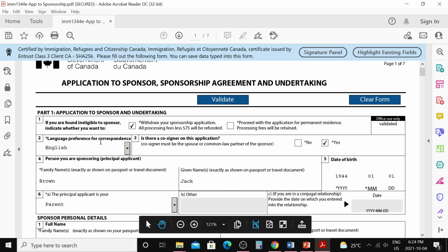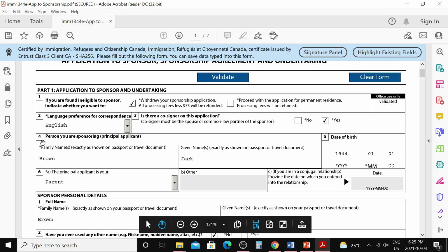Second question is, language preferred for correspondence, obviously English or French. Is there a co-signer on this application? If you and your spouse or partner are both signing the application, then you can say yes, otherwise no. Question number 4, person you are sponsoring means principal applicant. As I told in my previous video, one of the parents can be a principal applicant. So you need to provide the information about the principal applicant here.